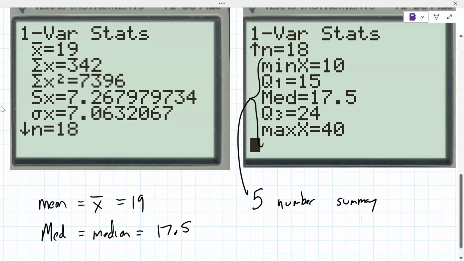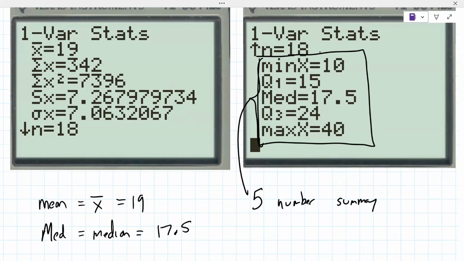So are they just the last five things shown? Yes. The min, Q1, median, Q3, and the max. That's your 5-number summary. Okay, so when it asks for a 5-number summary, it's asking for these five things.